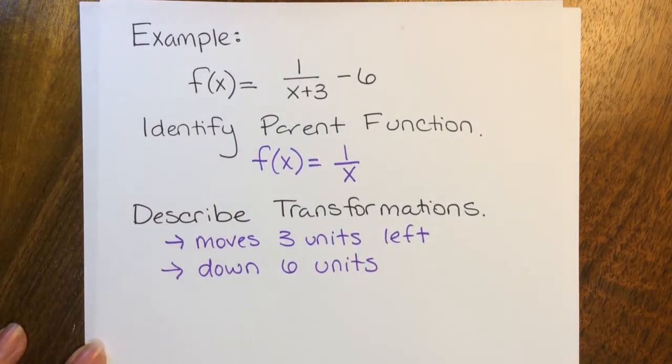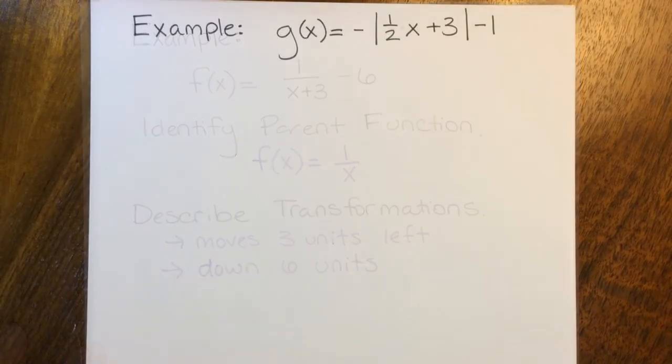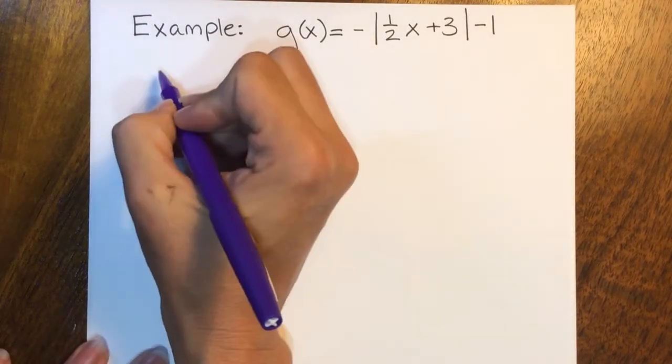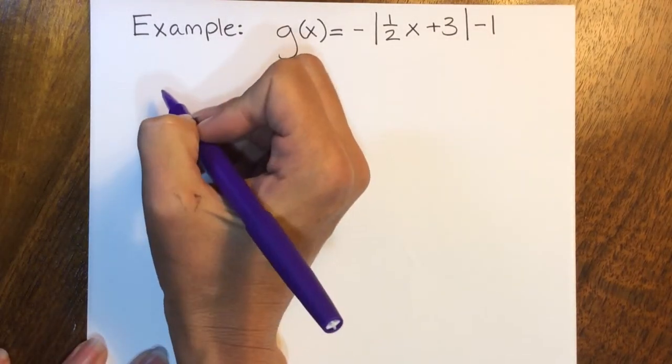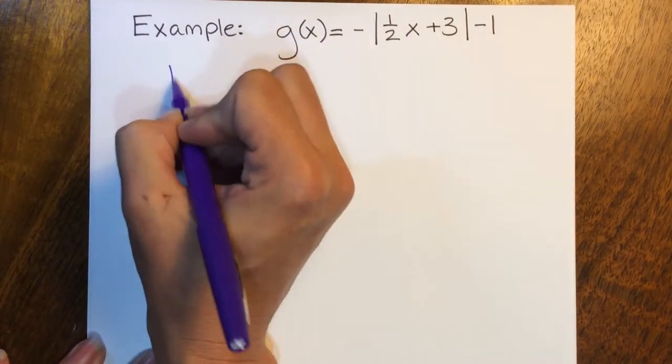And I have identified the parent function and described my transformations. Okay, let's do one more example. Here's a given function, g of x equals negative absolute value of 1/2 x plus 3 minus 1. So the first thing we're going to talk about is our horizontal shift. Well, actually first, let's talk about what is the parent function.